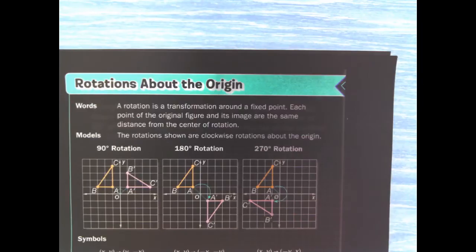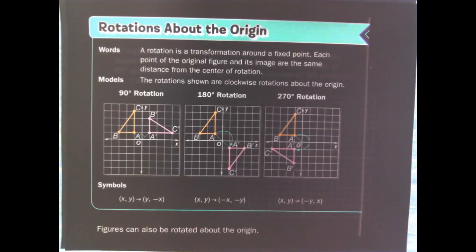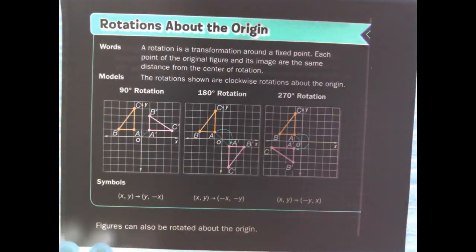So now, the next type of rotations, I think, are a little bit easier because you don't have to visualize them. We have transformation notation and rules that we can actually use to find our answer. So it's a little bit more concrete, not nearly as abstract. So a rotation is a transformation around a fixed point. Each point of the original figure and its image are the same distance from the center of rotation. So the center of rotation here is the origin.